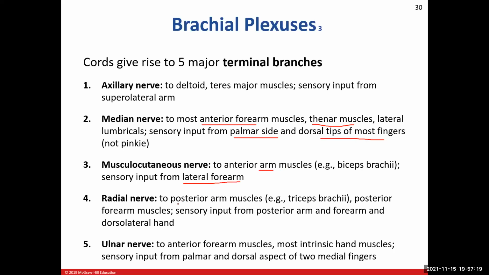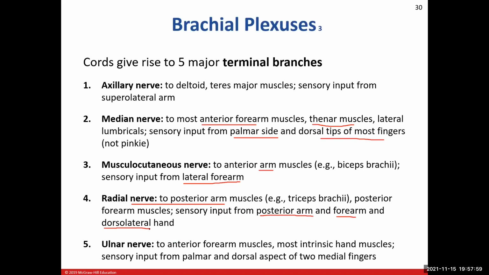Radial nerve, posterior arm muscles, so those will be the arm extenders, the triceps brachii muscle group. And then we're also going to see the posterior forearm muscles, which are the muscles of extension. So the radial nerve is going to provide sensory input from the back portion of your arm. Easy to remember because that's where the triceps brachii are. The posterior portion of your forearm, and then the back side of your hand and the lateral portion of your hand.